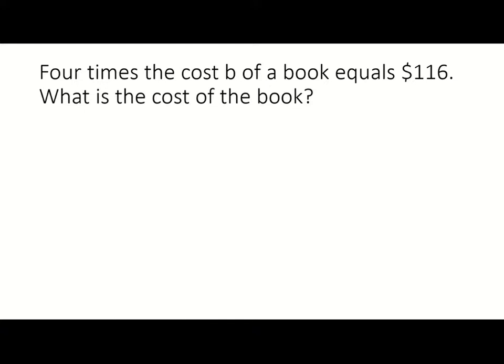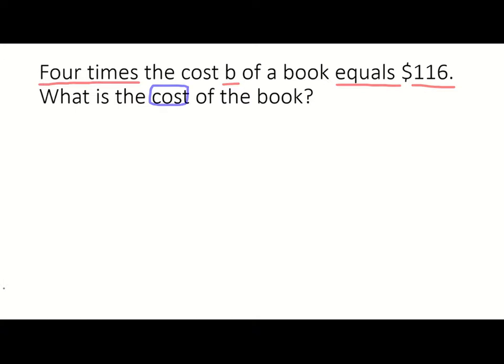So our first example says 4 times the cost B of a book equals $116. What is the cost of the book? So since I've read it, I'm going to go back through and underline what is important. So we have 4 times the cost B, and that equals $116. So that's what's important in my problem. And then I'm going to circle what exactly they want me to find. Well, they want me to find the cost of the book.